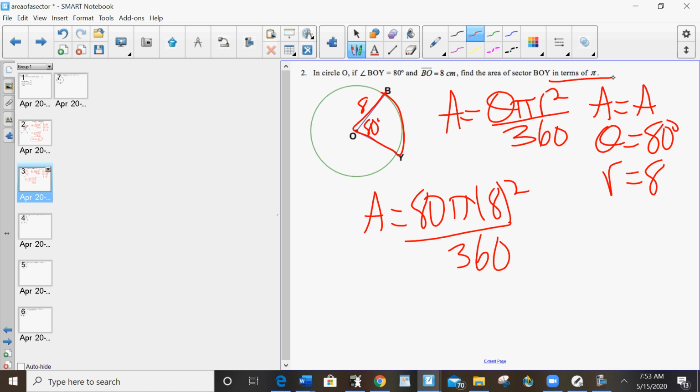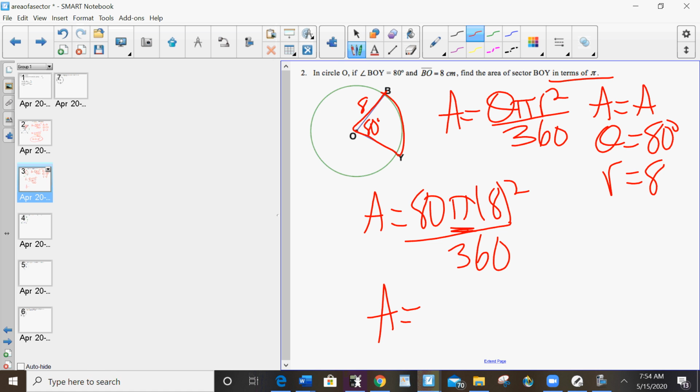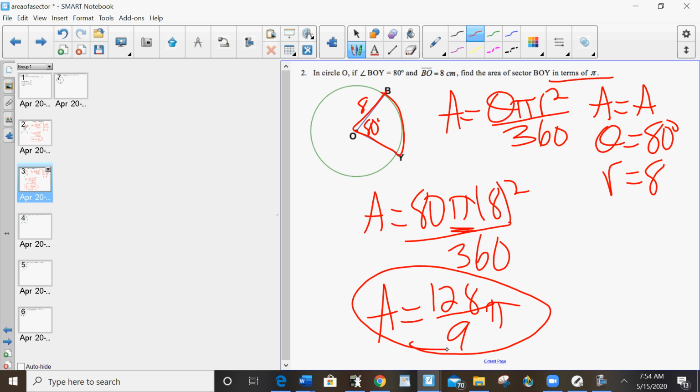Because it wants the answer in terms of pi, I am not going to type pi into the calculator. I'm still putting it in here when I sub it into the formula, but when I go to my calculator, I'm not typing pi in. My answer will just have a pi tacked onto the end. So 80 times 8 squared over 360 is 128 over 9. So A equals 128 over 9 pi. And that's your answer. That's really all there is to it.